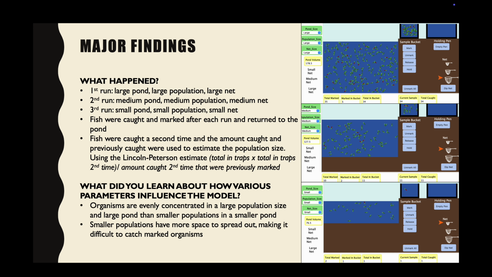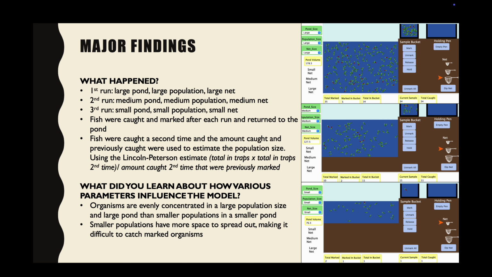For each run, I used a different size of pond, population, and net. The first one being large, the second being medium, and the third being small. The fish were caught and marked after each run, and then they were returned to the pond. They were caught a second time, and the amount caught and the amount that were previously caught and marked were used to estimate the population size using the Lincoln-Peterson estimate, which is the total amount in the traps times the total in the traps caught the second time, divided by the amount caught the second time that were previously marked.